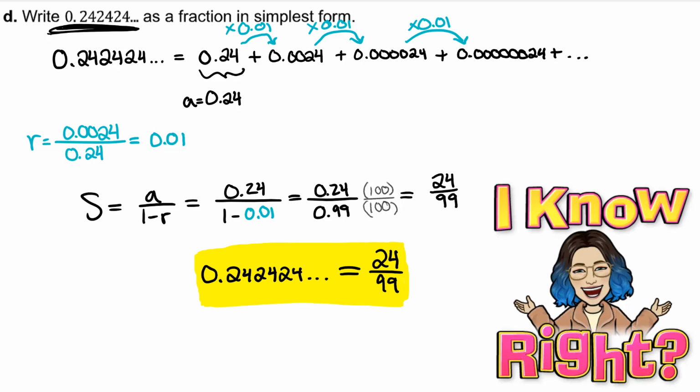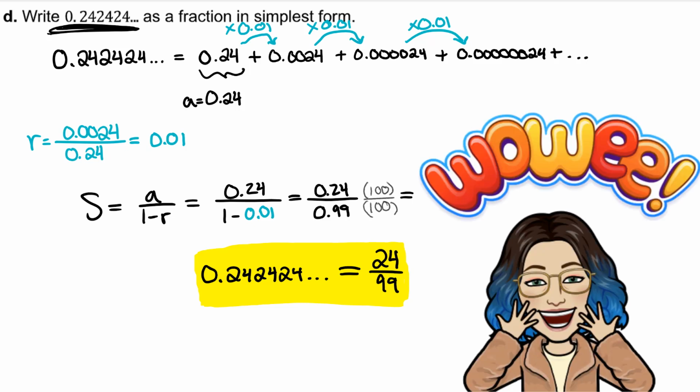Isn't that cool? Before, you used to know how to turn a fraction into a repeating decimal, and now you can turn a repeating decimal into a fraction. And that is our summary of series.